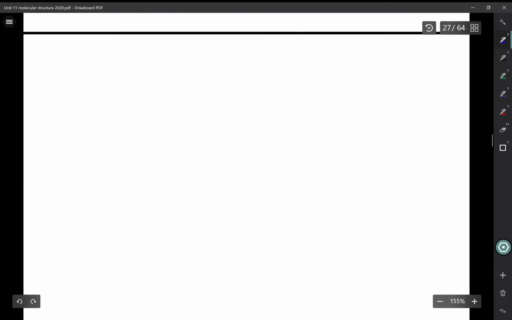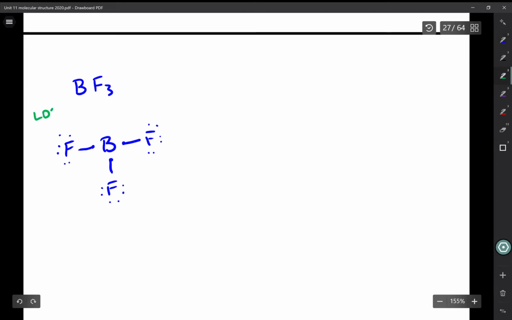Now, our next two examples are kind of similar. First one, we're going to look at BF3, boron trifluoride. Now remember, boron, another exception to the octet rule, only has 3 valence electrons, so it can hold on to 3 atoms. It only has 3 bonding sites. So here's your BF3. And again, this is your Lewis dot structure.